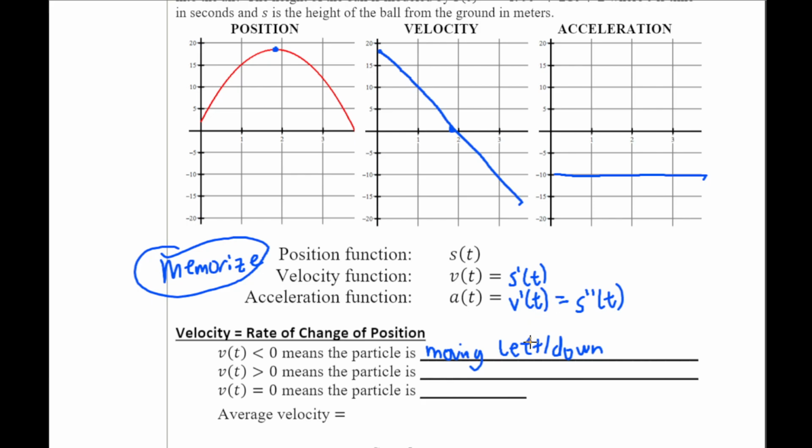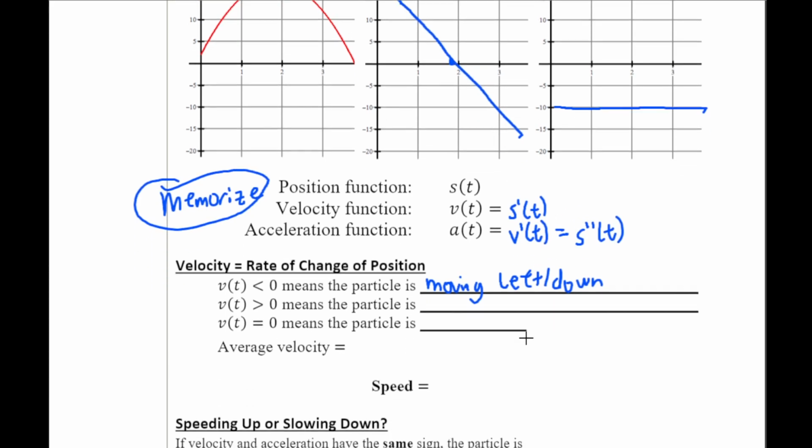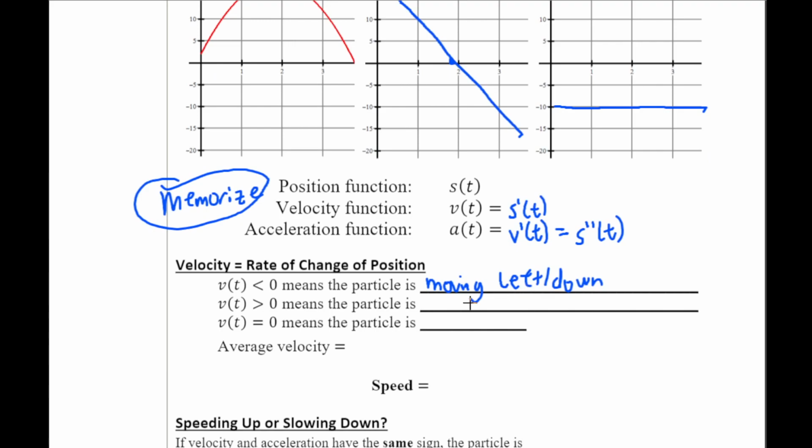But sometimes you could be dealing with problems where you're moving left or right. And in that case, a negative velocity would mean you're moving to the left. If a velocity is positive or greater than 0, it means you're moving right or up. Right slash up. If velocity is 0, it means the particle is at rest, not moving.